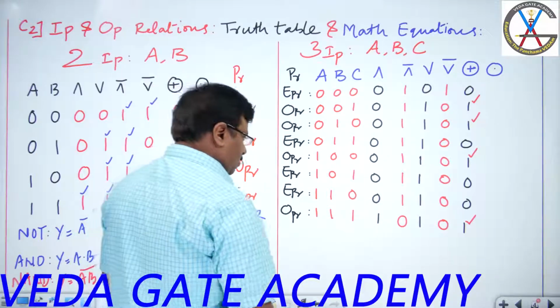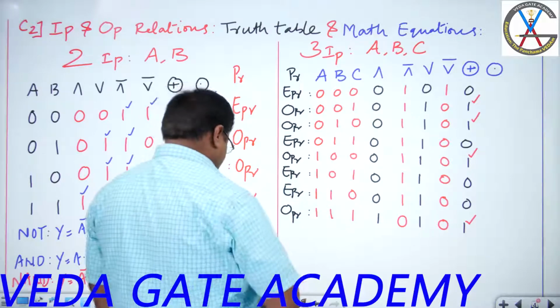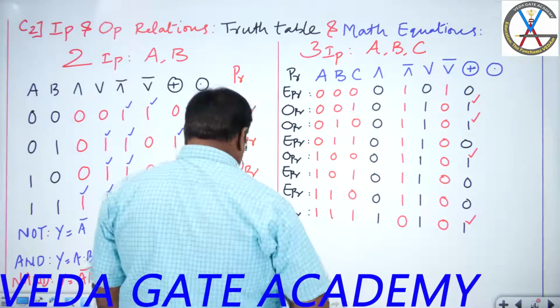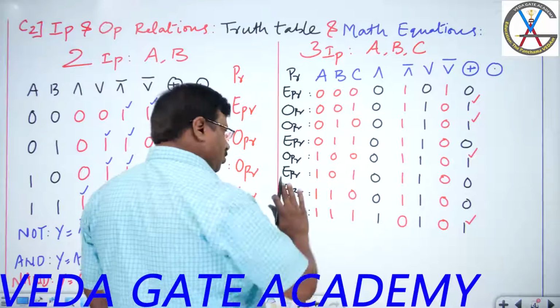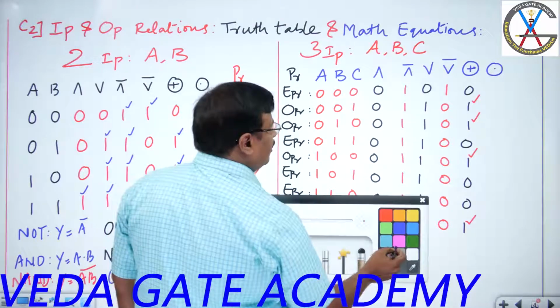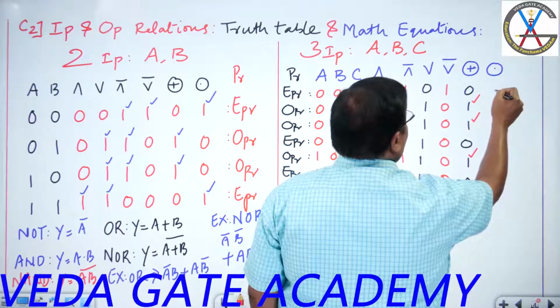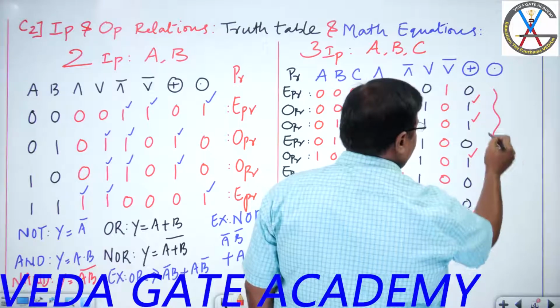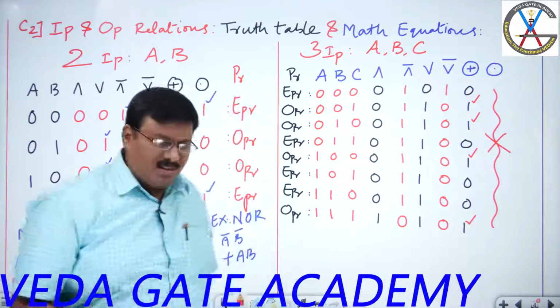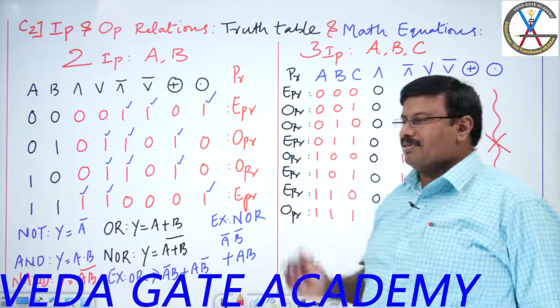And XNOR is reverse to it, right? So here, I'm just leaving this column blank, the exclusive NOR column. Let me tell you later why I do not want to fill that column. Let me explain at a later stage why I didn't fill this column, exclusive NOR with ABC.